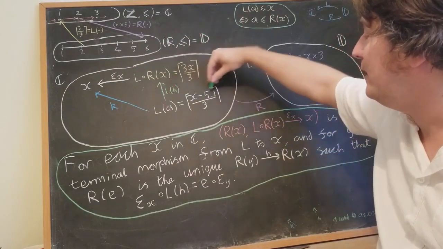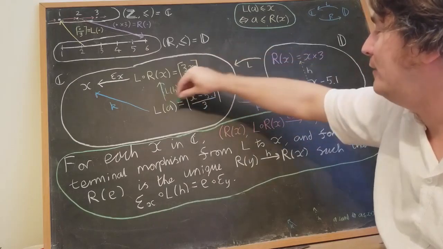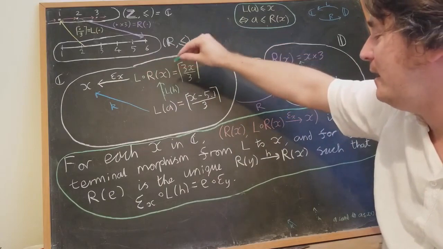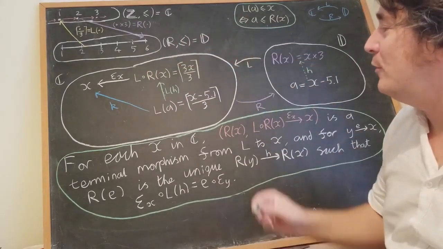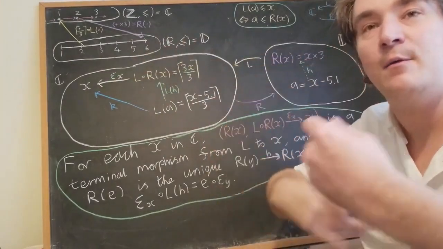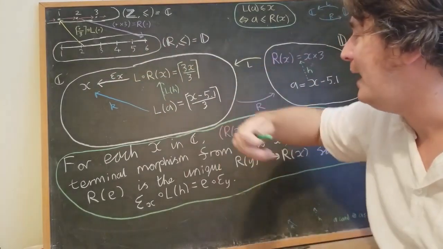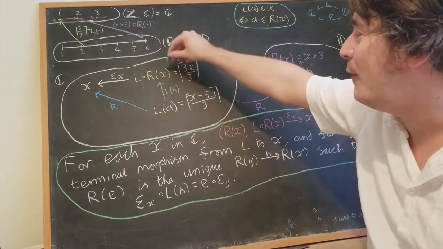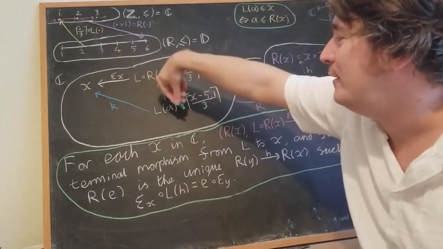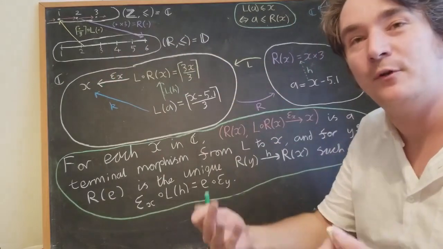And indeed, this L of A here will be less than L after R of X. Okay, so that's good. And this triangle will commute. Again, it's kind of vacuous because we're dealing with preordered sets. Simply the fact that we have an arrow over here and an arrow over here means they have a composition like this, and this will be the only arrow because it's a preordered set.